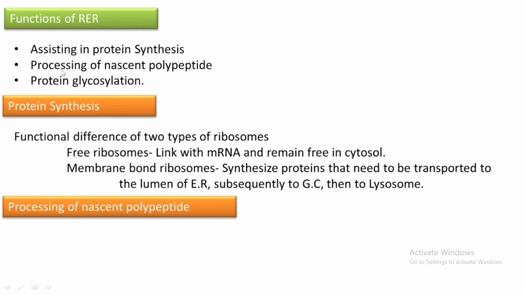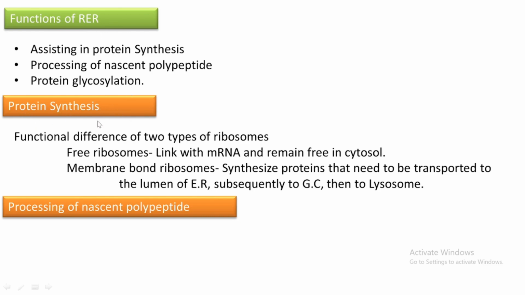It is also involved in the processing of nascent polypeptide. A polypeptide is the first stage in forming a protein. After forming a polypeptide, it needs some modifications by adding some groups, some sugars or the like. That modification happens inside the rough endoplasmic reticulum. And protein glycosylation, the addition of sugar to the polypeptide, also happens inside the rough endoplasmic reticulum.